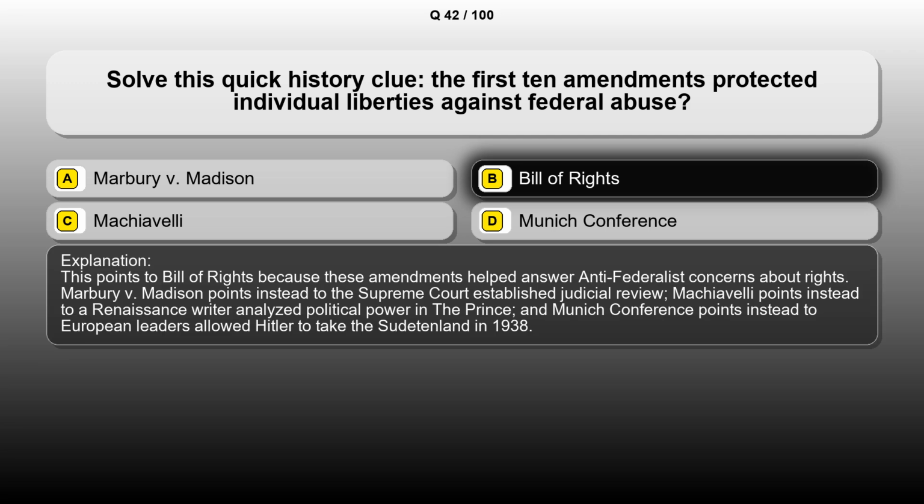This points to Bill of Rights because these amendments helped answer anti-Federalist concerns about rights. Marbury v. Madison points instead to the Supreme Court established judicial review. Machiavelli points instead to a Renaissance writer analyzed political power in The Prince, and Munich Conference points instead to European leaders allowed Hitler to take the Sudetenland in 1938.